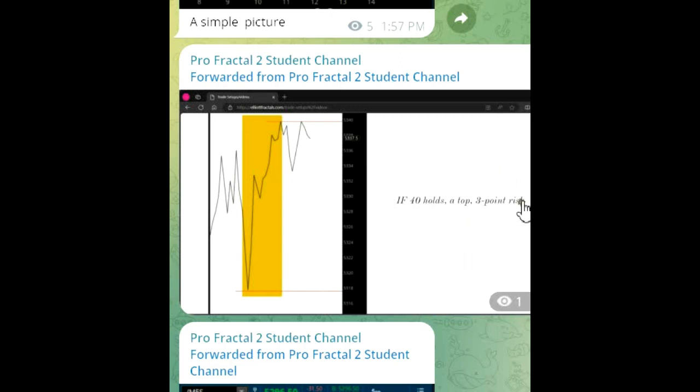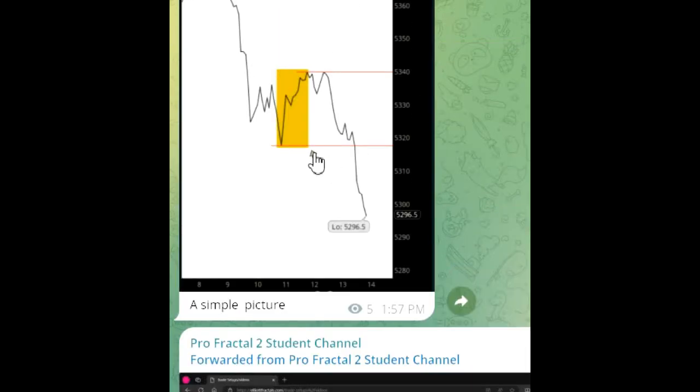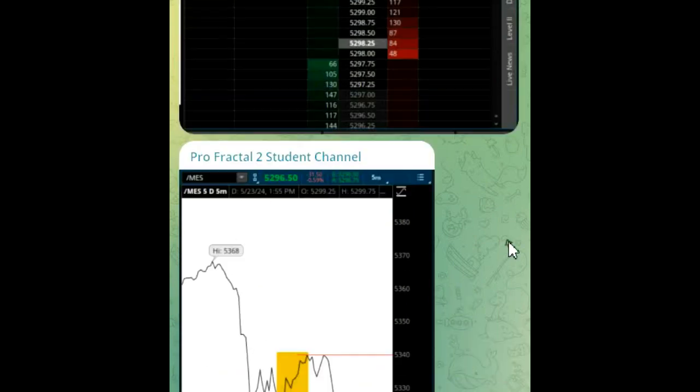I did quote that if 40 holds, it's a 3-point risk. With the fractals, you can define your risk. You're going to know immediately if you're going to be right or you're going to be wrong. You break above the channel here, it's a reversal up, and you exit. Here, 40 did hold, got a cookie point decline there. There it is. 1, 2, 3, 4, 5. So top, went straight down.